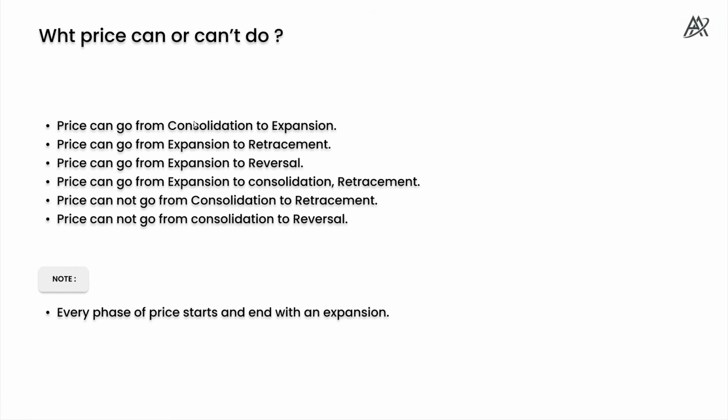First of all, price can go from consolidation to expansion, like we saw in the consolidation example. We can expect an expansion when we are in a consolidation, right? Price can go from expansion to a retracement when we expand and didn't hit a key level, for example, didn't hit the objective. So yeah, you can expect a retracement to move toward those higher time frame objectives, right? Price can go from expansion to a reversal, like we saw in the previous slide. We expand into a key level, then we expand away. That V-shaped signature that I just talked about.